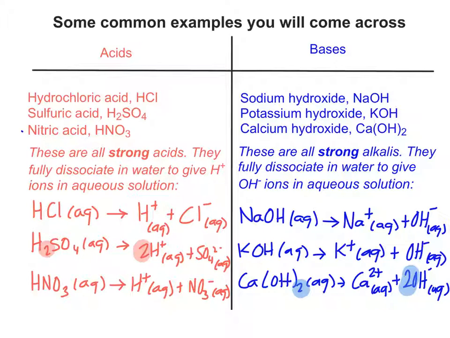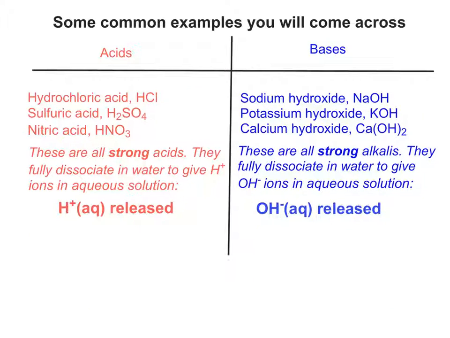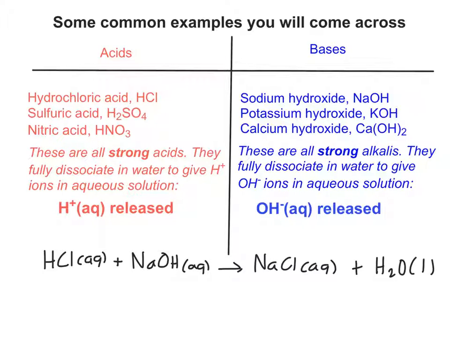Something to watch out for is the mole ratios. If you have an acid that has 2 hydrogens in it, watch out because it might actually give 2 H+ for every 1 acid. Likewise, if you've got a base or an alkali which has 2 OHs, it'll give 2 OH- for every 1 alkali. So something to watch out for there in terms of mole ratios. So in general, acids will be seen to release H+, and alkalis will be seen to release OH- in aqueous solution. So let's look at a neutralisation reaction.